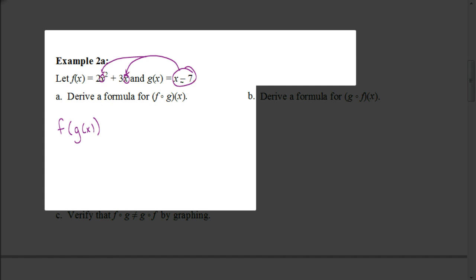Here, let me write this out so you can see what I'm trying to get at here. So what I just did is I replaced the x with x minus 7. You want to make sure that you're very careful when you write this out, because the way you write it out will determine what your answer is. And if you write it out wrong, you're going to get the wrong answer.